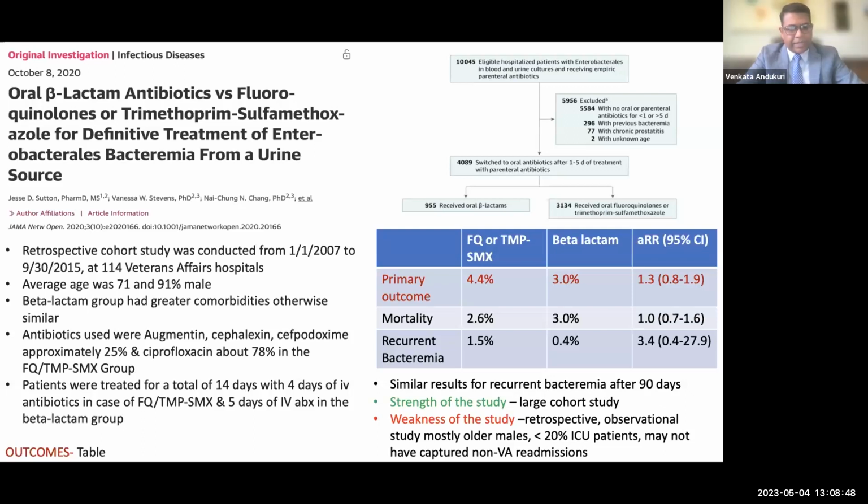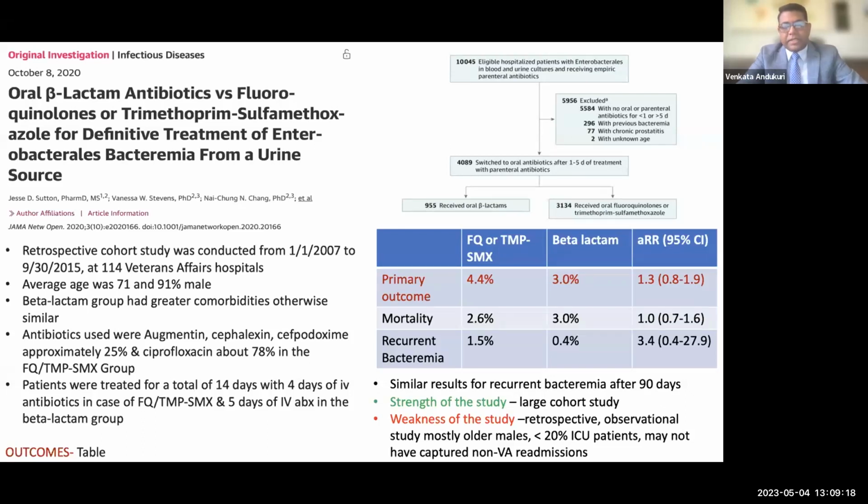The beta-lactam group had greater comorbid conditions, and antibiotics used were Augmentin, cephalexin, and cefpodoxime, which was about 25% of the treatment there, and ciprofloxacin was about 78% in the fluoroquinolone trimethoprim group. So patients were treated for a total of 14 days, with 4 days of IV antibiotics in the case of fluoroquinolones and 5 days of IV antibiotics in the beta-lactam group.